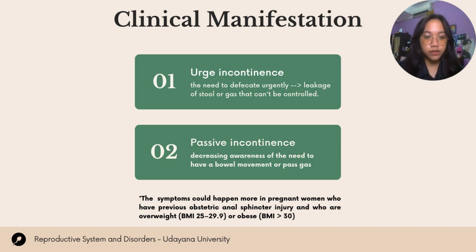The second one is passive incontinence, which is a decreasing awareness of the need to have a bowel movement or pass gas, even when the rectum, which holds waste, has stretched to the maximum extent possible to keep the leakage of stool or gas. This kind in pregnant women typically entails problems with the pudendal nerves. The symptoms could happen more in pregnant women who have previous obstetric anal sphincter injury and who are overweight or obese. That's all from me.